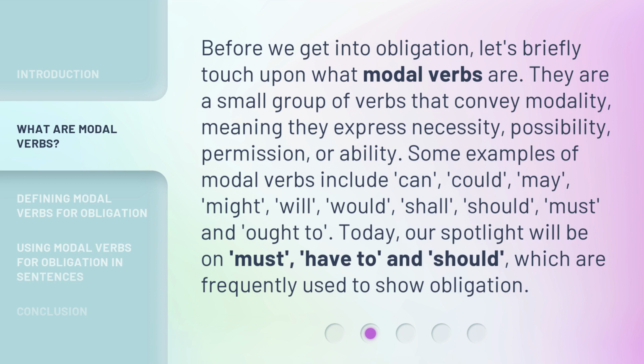Before we get into obligation, let's briefly touch upon what modal verbs are. They are a small group of verbs that convey modality, meaning they express necessity, possibility, permission, or ability. Some examples of modal verbs include can, could, may, might, will, would, shall, should, must, and ought to. Today, our spotlight will be on must, have to, and should, which are frequently used to show obligation.